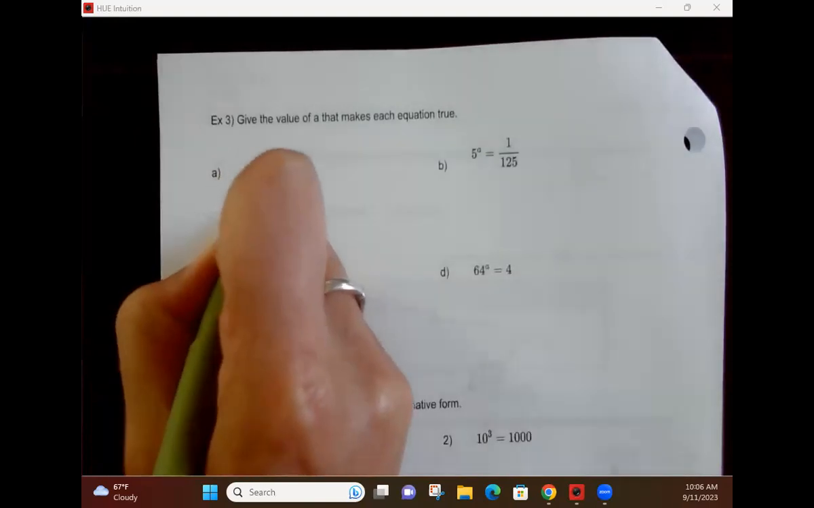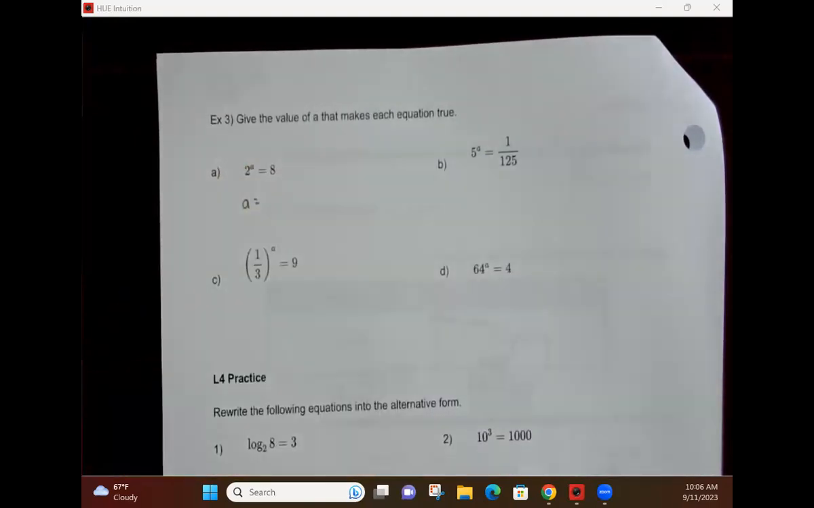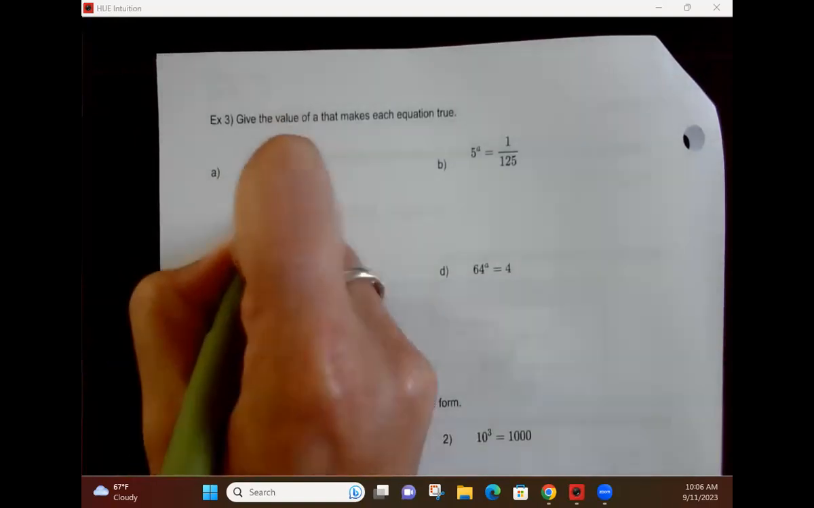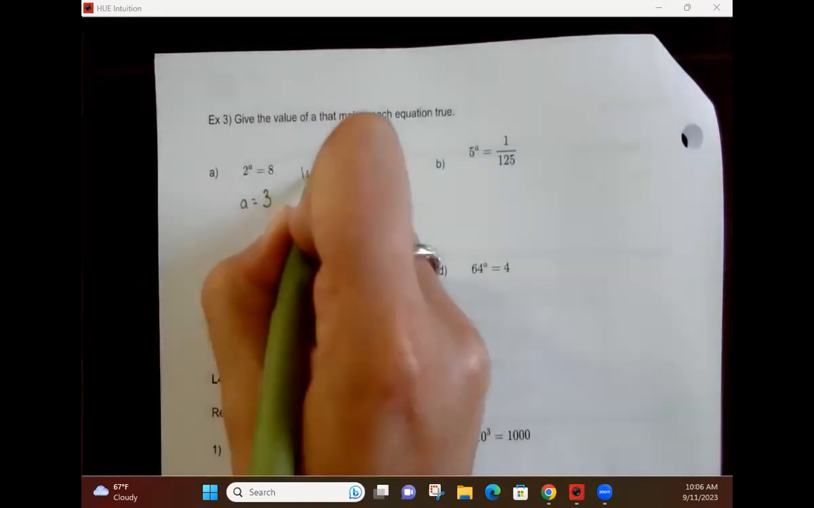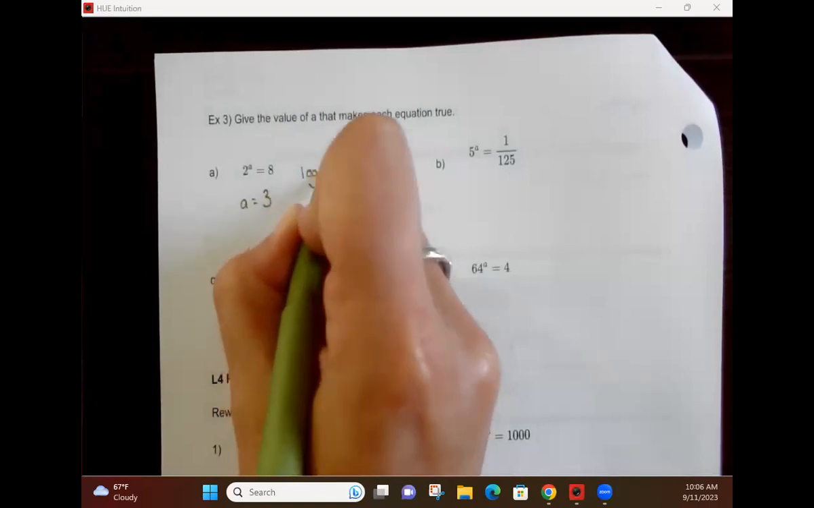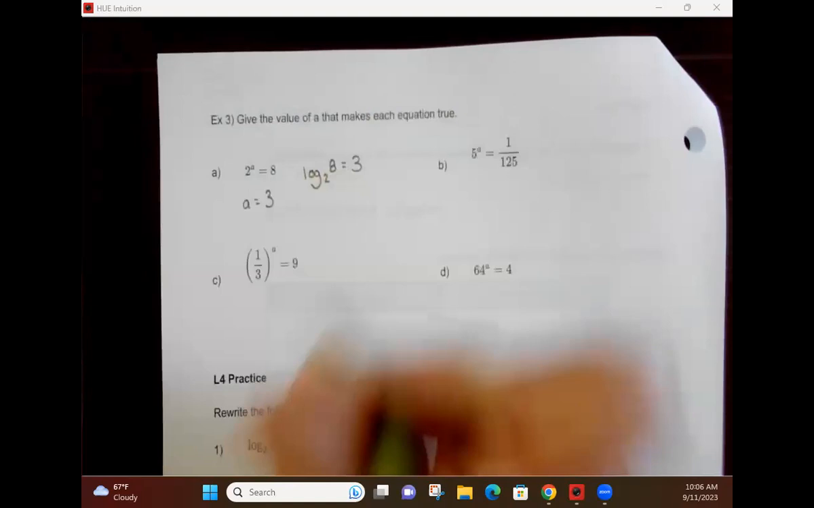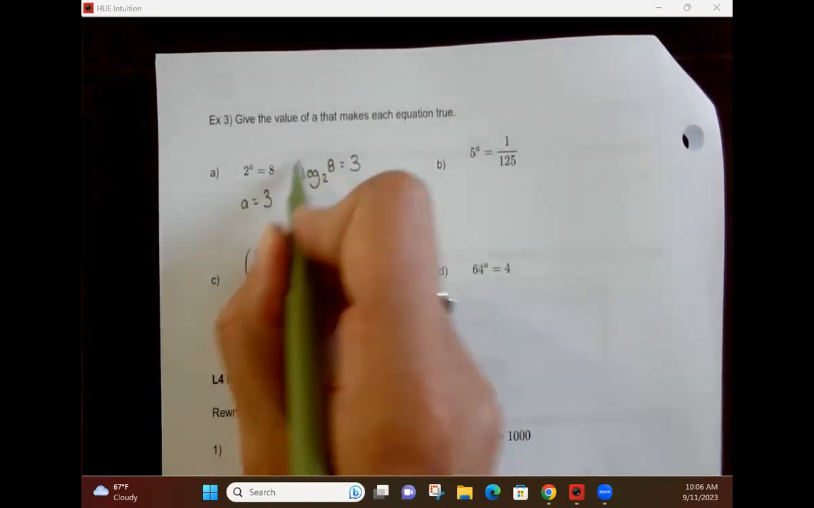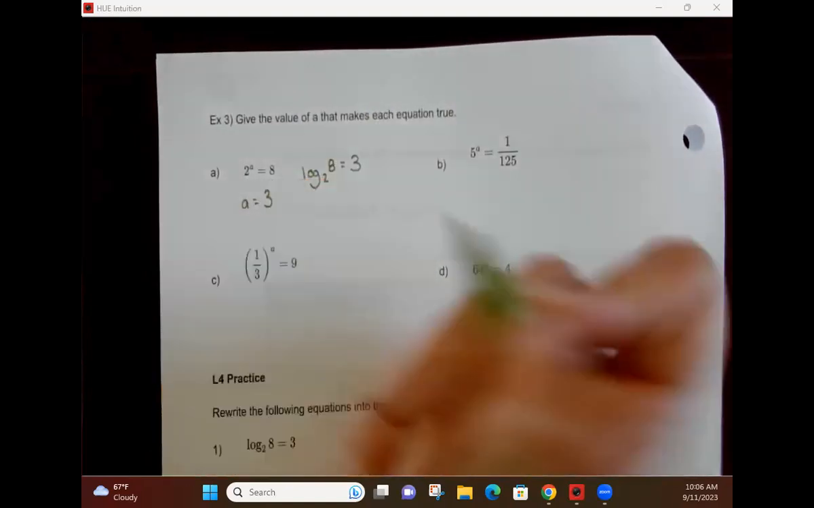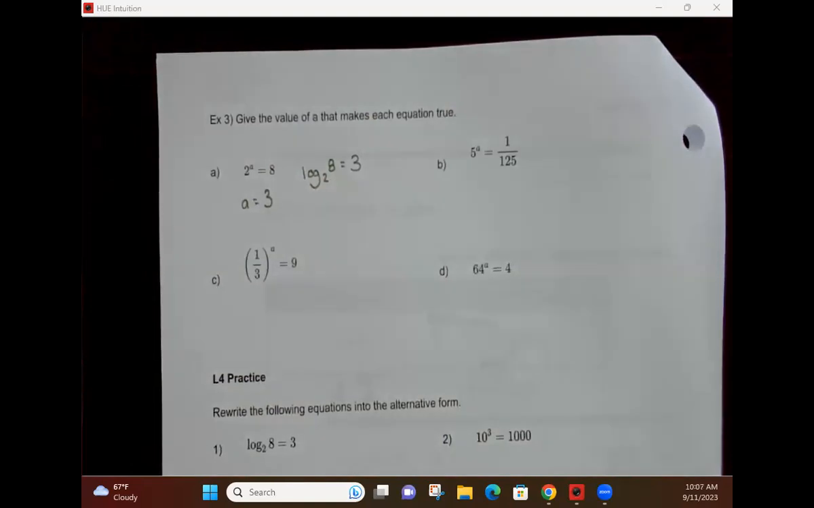So the idea is, I want to know what that exponent would be. So 2 to the what equals 8? 2 to the third, right? If I were to write this in log form, it would look like log base 2 of 8 equals 3. When I say log base 2 of 8, this is what I'm asking: 2 to what power equals 8? 2 to the third.